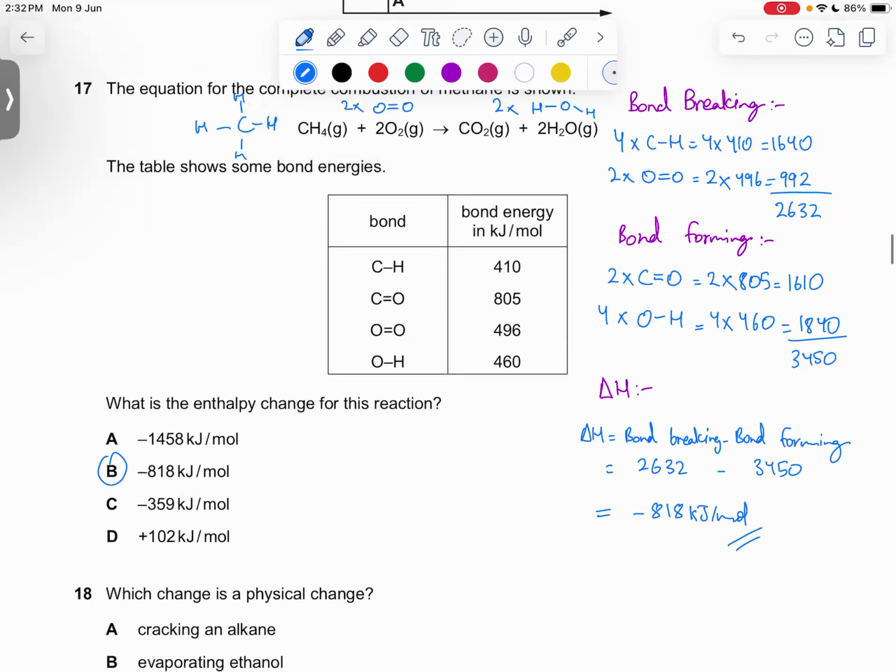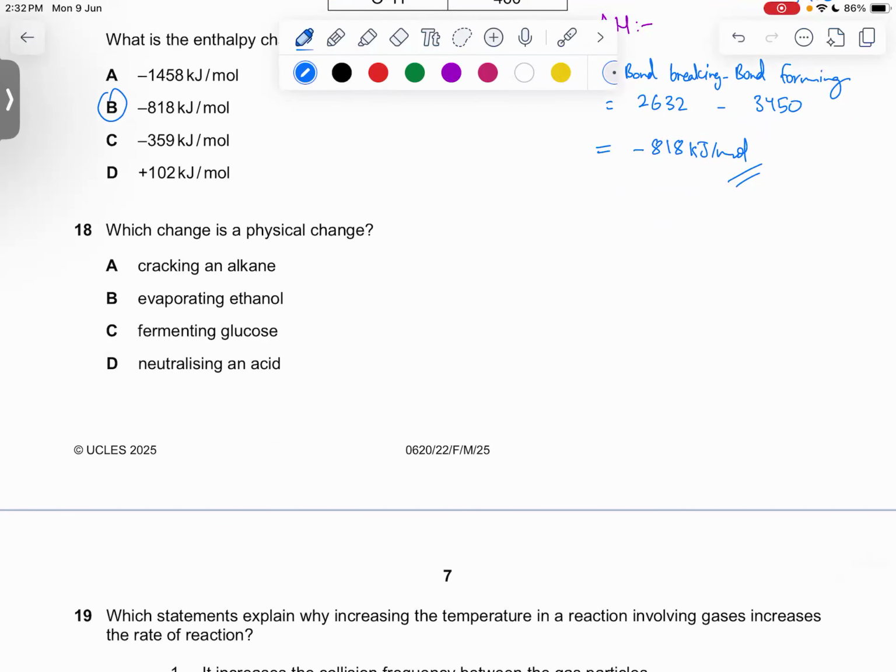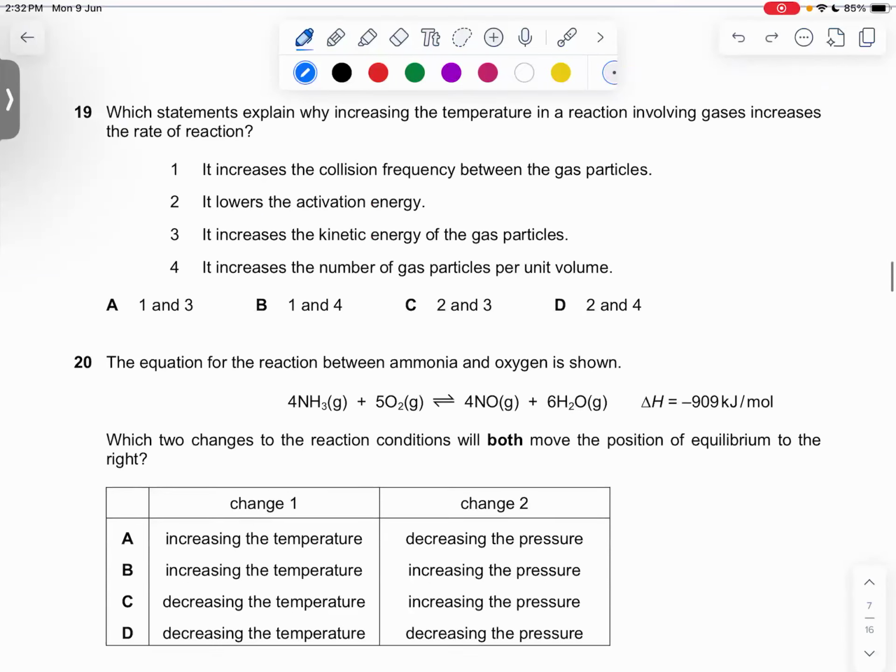Question number 18 then. Which change is a physical change? Evaporation of ethanol. Yes. A physical change is a change in which no chemical reaction takes place. All these are chemical reactions. All right. Next question.